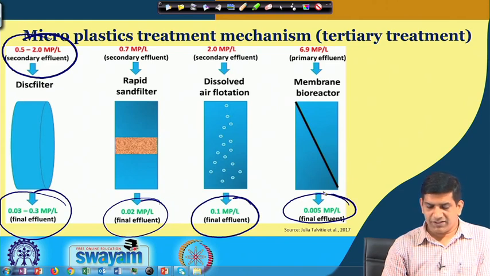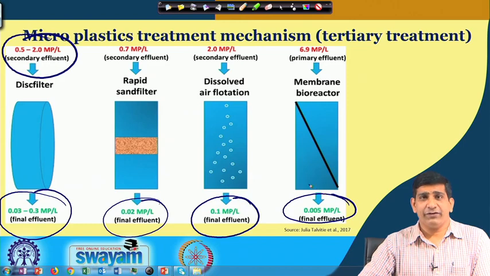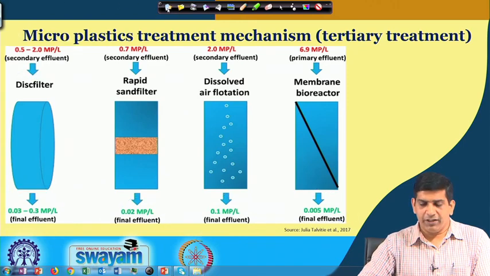So microplastics do get removed in tertiary treatment, but many of the plants don't have tertiary treatment. They only have primary and secondary treatment, so you don't remove that much of the microplastics coming out from that.